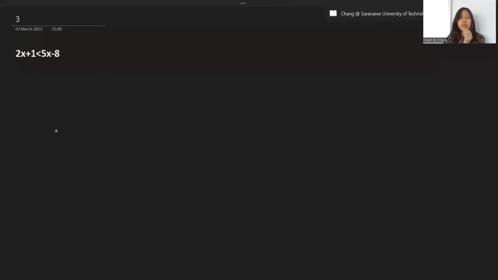All right, this is number 3. The question is 2x plus 1 less than 5x minus 8. All right, so there are so many ways you can solve. So firstly, there is x on both sides. So to be easy, we will get rid of x any way you like. Maybe the left side or right side. But to be easy, I will get rid of 5x on the right side.